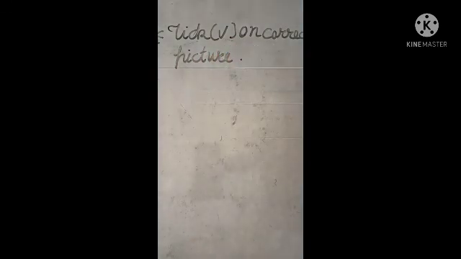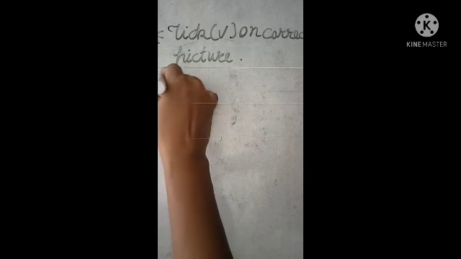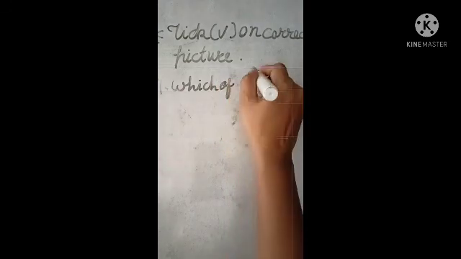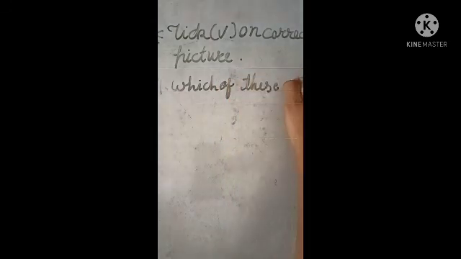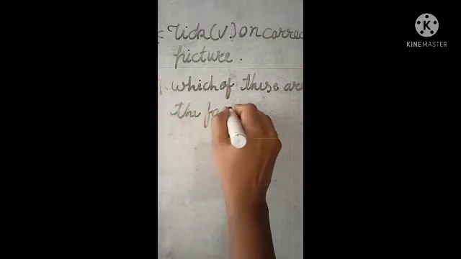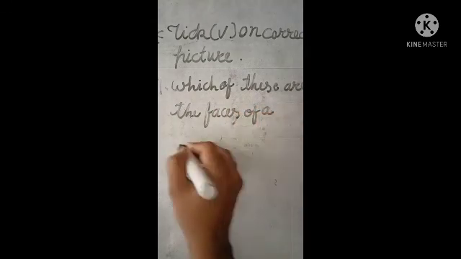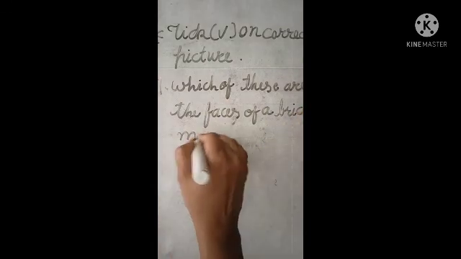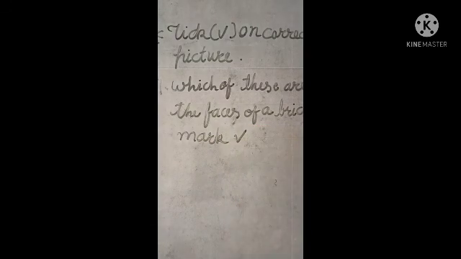So first is, tick right the correct picture for number 1. Which of these are the faces of a brick? Mark right. Which of these are the faces of a brick? Mark right. ओके, तो इनमें से कौन सा ब्रिक का फेसेस है, उस पर आपको मार्क राइट करना है.